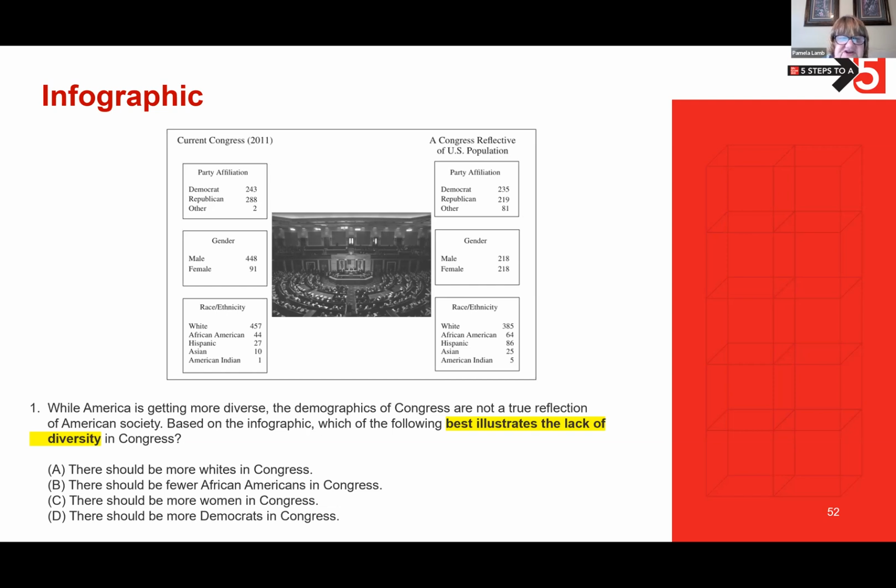This just gives you information about the current Congress in 2011 and a Congress reflective of US population. Okay, so while America is getting more diverse, the demographics of Congress are not a true reflection of American society. Based on the infographic, which of the following best illustrates the lack of diversity?